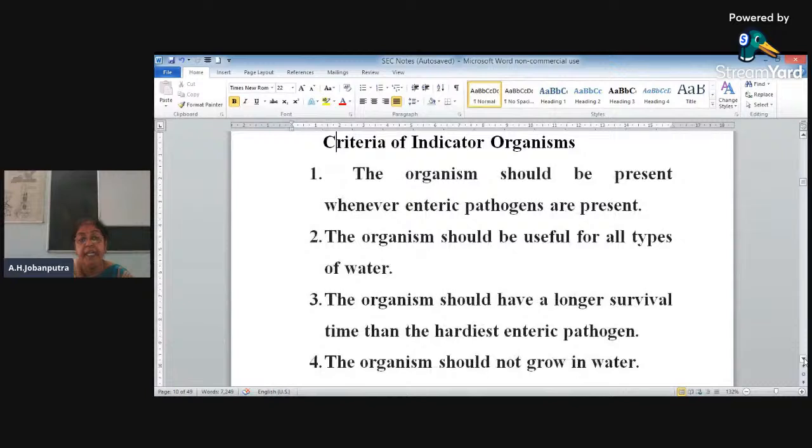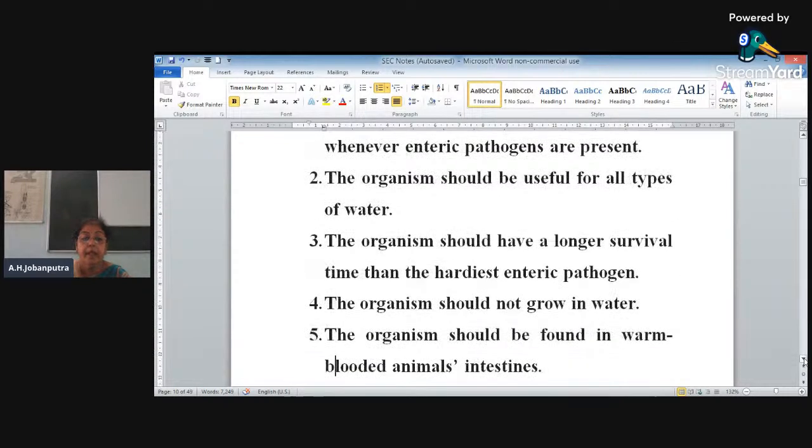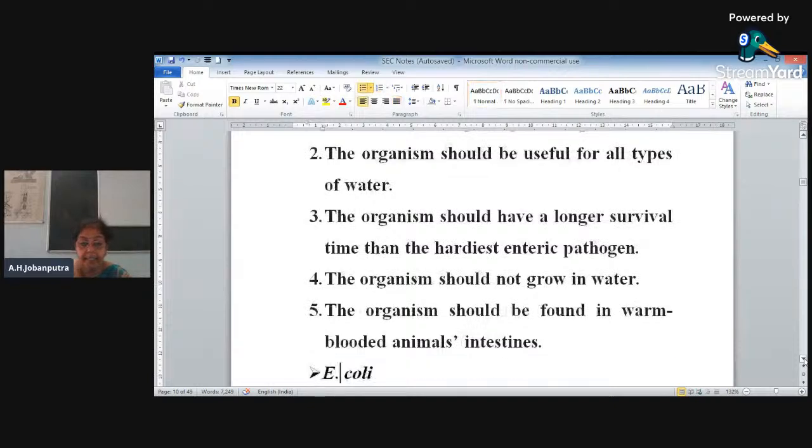Which are the 5 conditions for any organism to be called an indicator organism? It should be present where enteric pathogens are present. It should be useful for all types of water. It should have longer survival time than the most strongest enteric pathogen. It should not grow in water, and water should not be a nutrient, and this organism should be found in warm-blooded intestines.